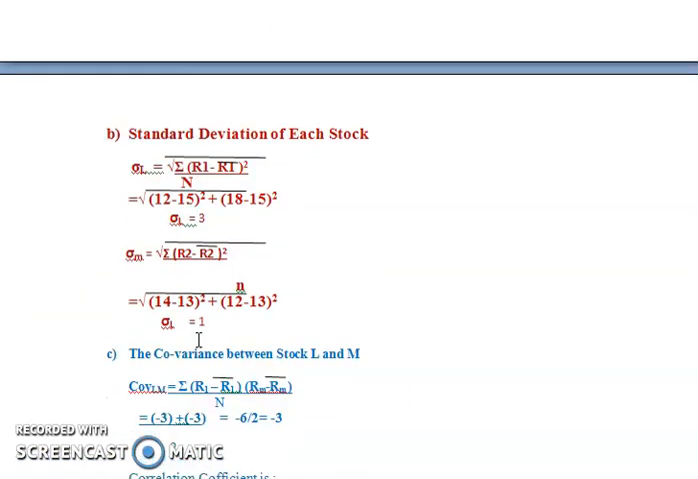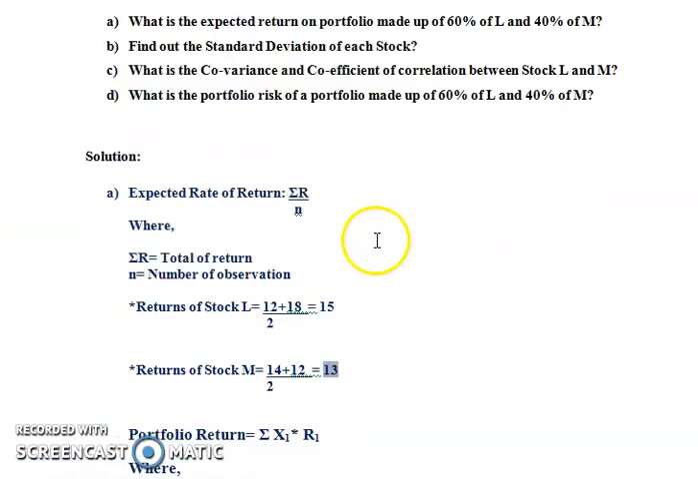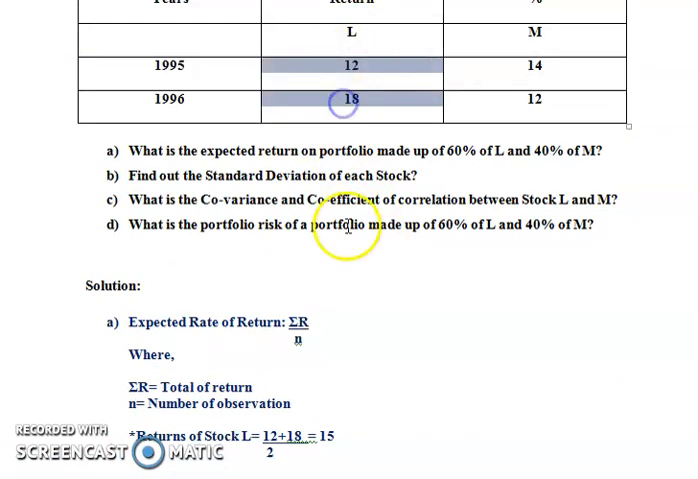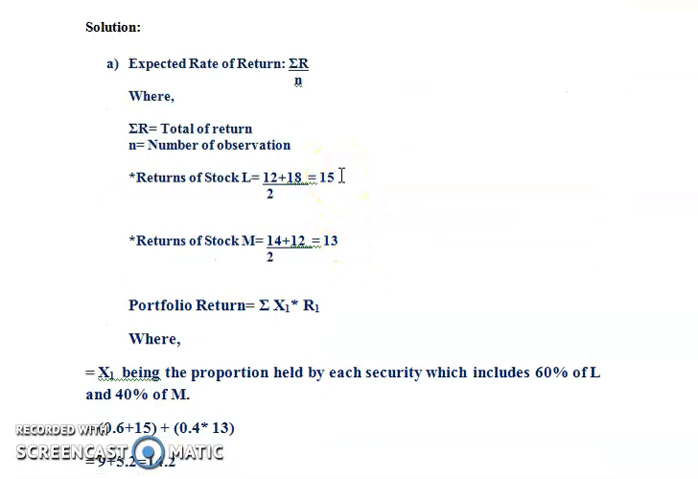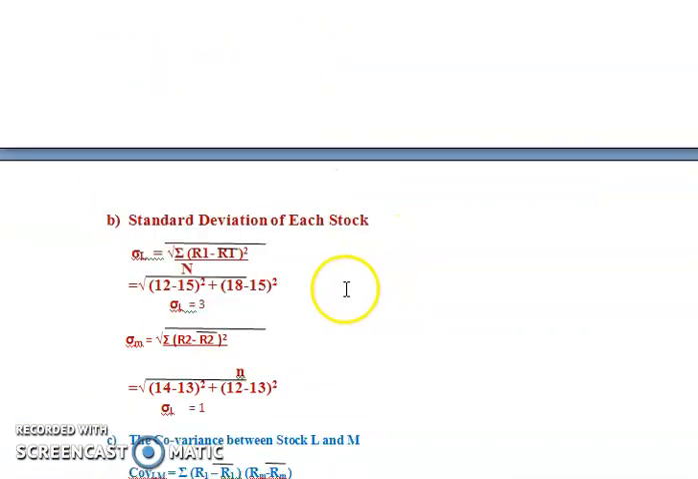Like that, we have to calculate B, the standard deviation of each stock. We have to calculate the standard deviation of stock L and of stock M. First, the standard deviation of stock L is equal to the square root of summation of bracket R1 minus R1 bar whole square divided by N. Now we put in the values: 12 minus 15 plus 18 minus 15. Here 12 and 18 are the returns, and 15 is the stock return of L, so plus 18 minus 15, divided by 2.